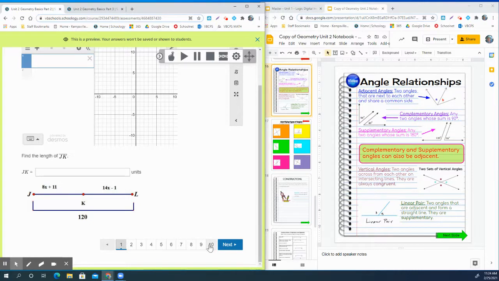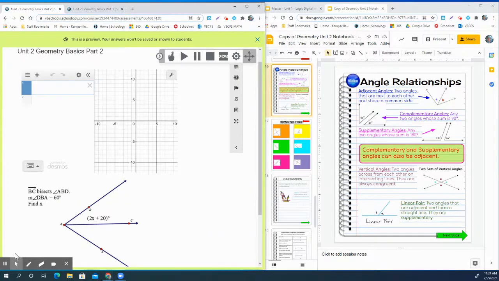So question 10, I think, is an angle bisector question. Remember, bisect means to cut in half. So whatever pieces you have, they need to be cut in half. Come on, little computer, go to question 10. All right. So if we look at question 10, BC bisects ABD. That means this little angle on the top is congruent to this little angle on the bottom. That's what those little lines mean, okay? But then I've got something a little bit different down here. The measure of DBA, so if I connect D to B and B to A, that whole angle is 60.